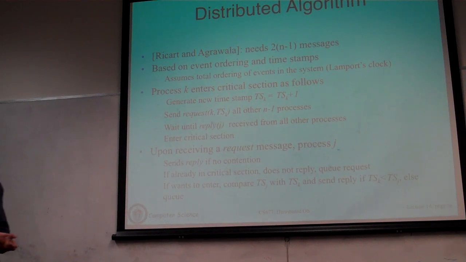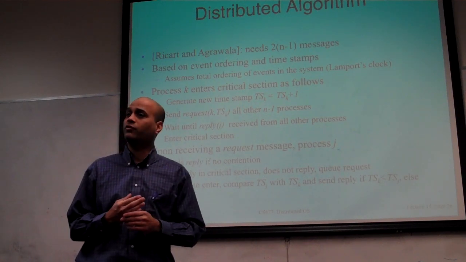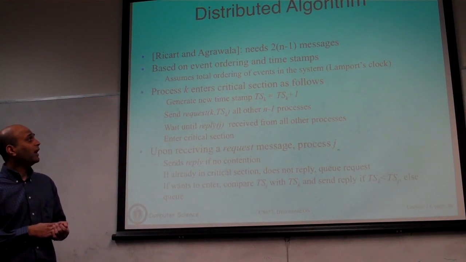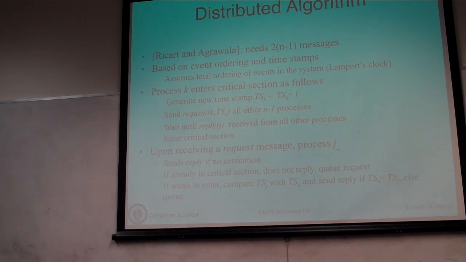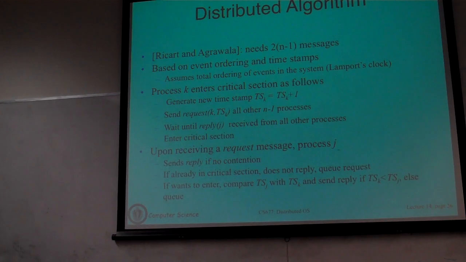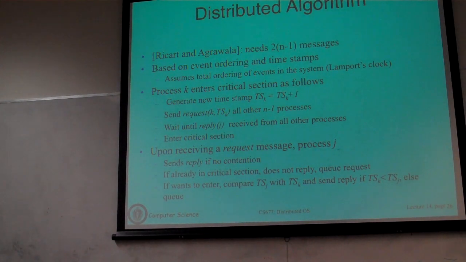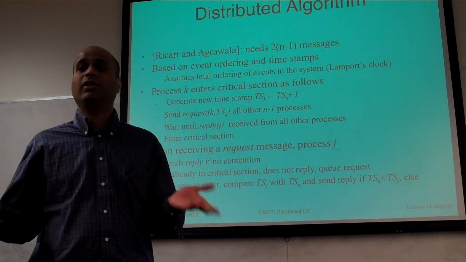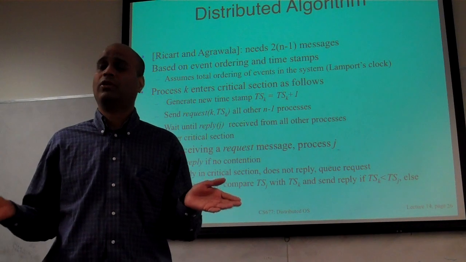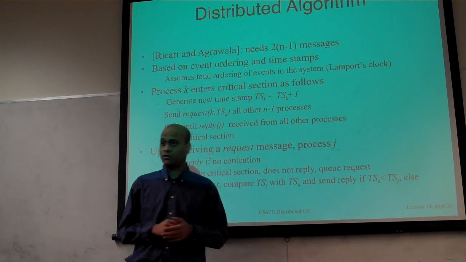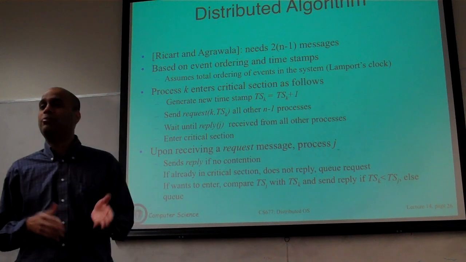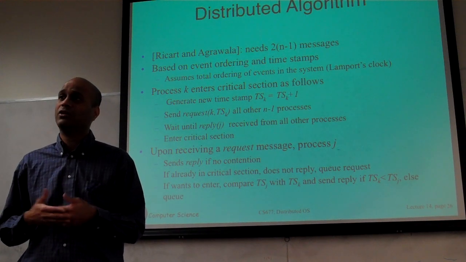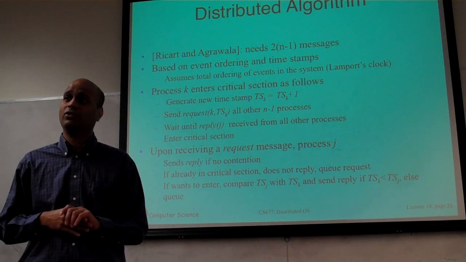The second one was really based on using the notion of a timestamp. This is the Ricart and Agrawala algorithm. It uses event ordering and timestamps, and what it does is very straightforward. Every request for a lock acquire is sent to all processes, and you use Lamport's clock and attach a timestamp to that request. If no other process in the system wants the lock, then you get the lock. So there is no contention for the lock, and the lock is acquired.